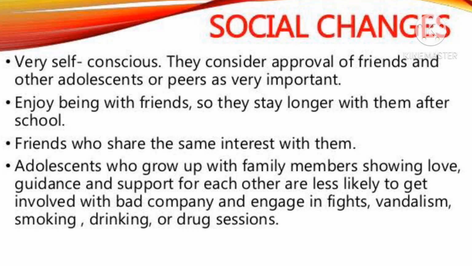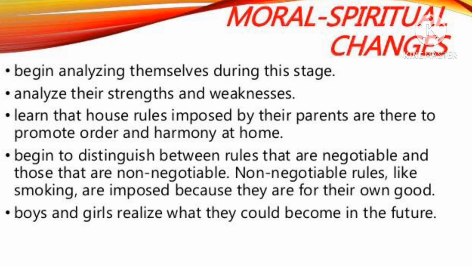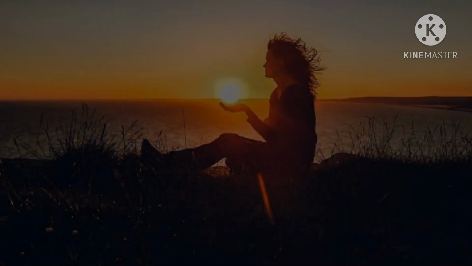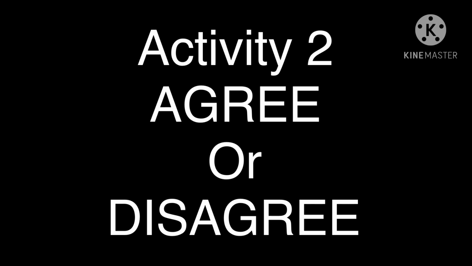The fourth one is the social changes. Adolescents experience social changes in relationships with others. Personal or social concerns dominate while academics become secondary. The last changes that will occur during the puberty period is the moral or spiritual changes. Adolescents explore the moral and ethical issues. So now, for our activity 2, answer agree or disagree to the following statements.